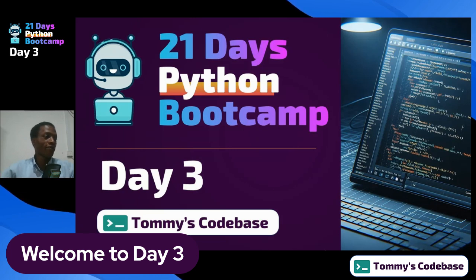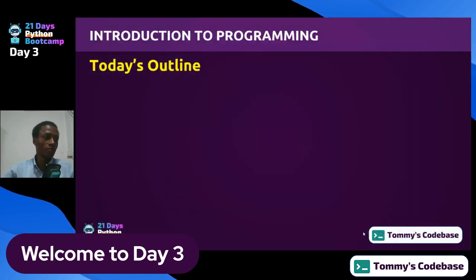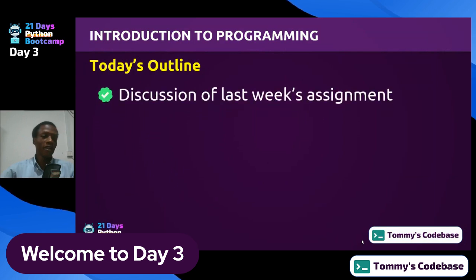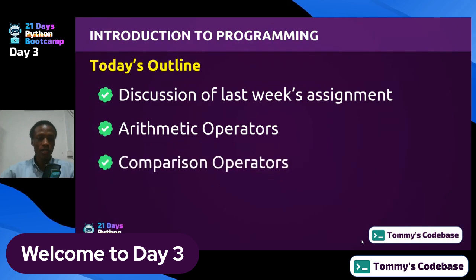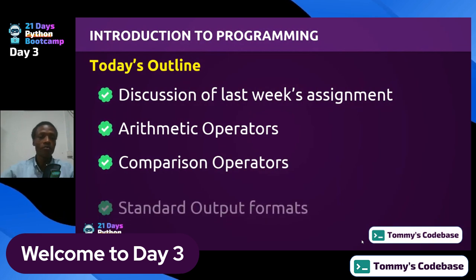Today is day 3 of our 21 days. And so let us quickly take a look at the outline for today. The first thing on our list will be to discuss last week's assignment. 3 questions, we'll discuss all of them. Then we'll look at what is called arithmetic operators. And then we proceed further to comparison operators. We can merge the two and say operators, just that the two are separate. That is why I separated them.